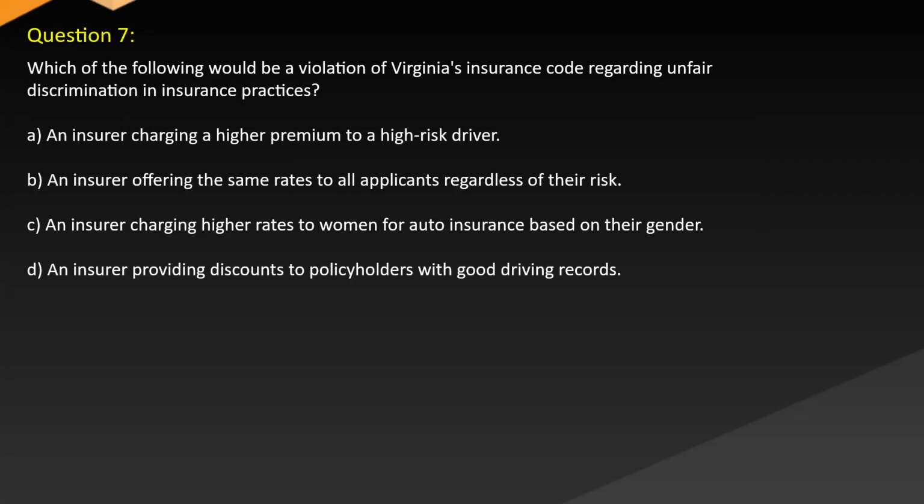Question 7. Which of the following would be a violation of Virginia's insurance code regarding unfair discrimination in insurance practices? A. An insurer charging a high premium to a high-risk driver. B. An insurer offering the same rates to all applicants regardless of their risk. C. An insurer charging higher rates to women for auto insurance based on their gender. D. An insurer providing discounts to policyholders with good driving records.